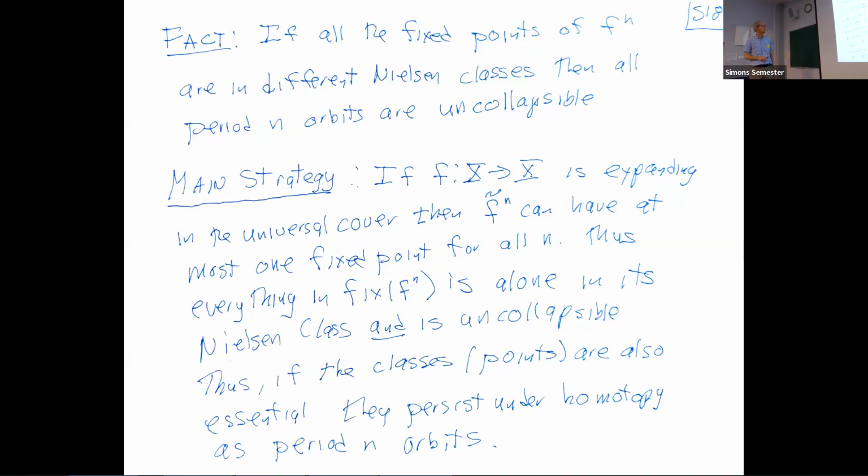All right, so this is the main strategy of a number of theorems: if you're expanding in the universal cover, or if you're a homeomorphism hyperbolic in the universal cover in a way which I'll specify, then each lift can have at most one fixed point. Thus, everything in the fixed point set is alone in its Nielsen class. It's uncollapsible, and then you need one more ingredient, that they're essential, and so they all persist under homotopy. So this is the tool for working with many examples in higher dimensions, pseudo-Anosov maps, Anosov maps, and in lower dimensions, these kind of toy examples I've been using for expositional purposes.